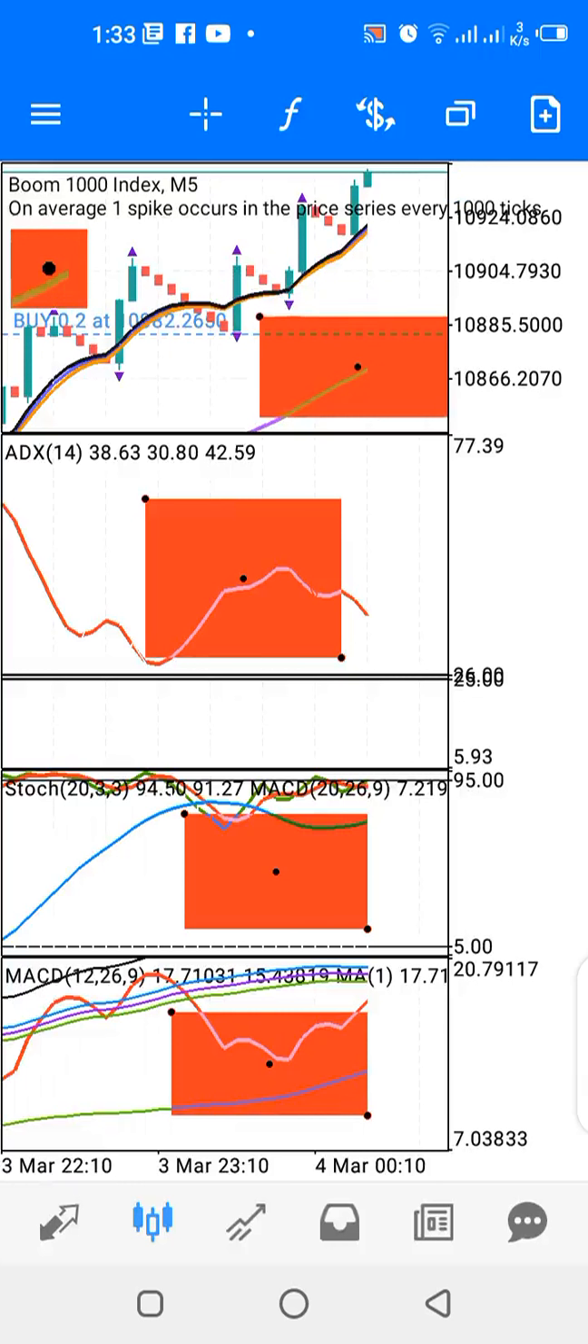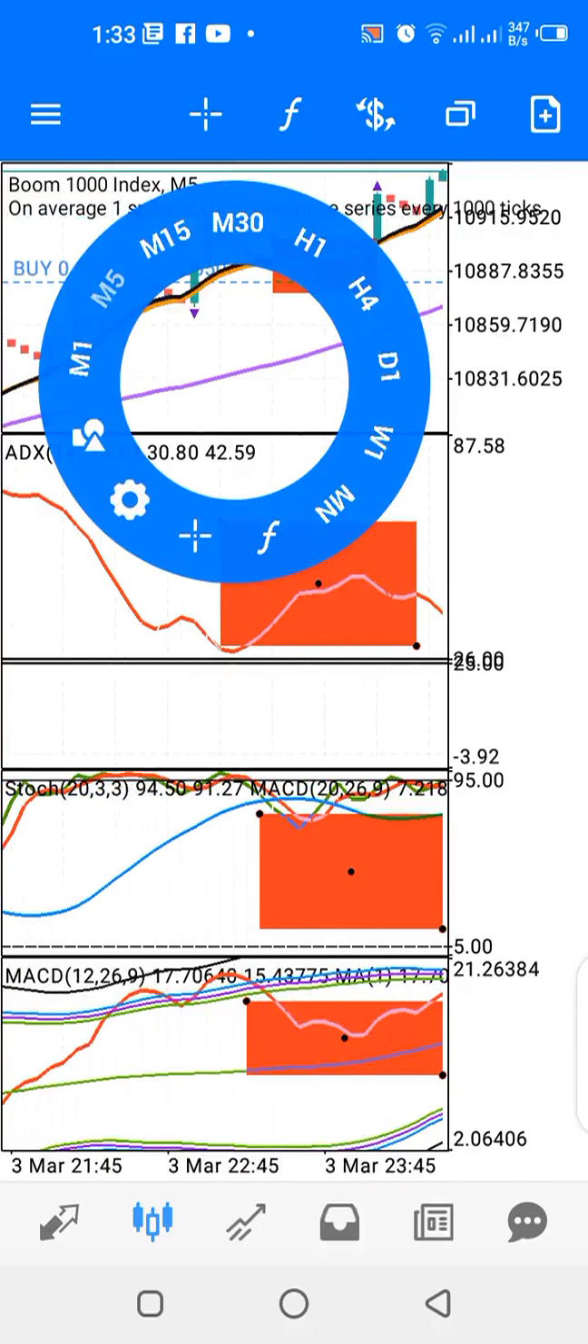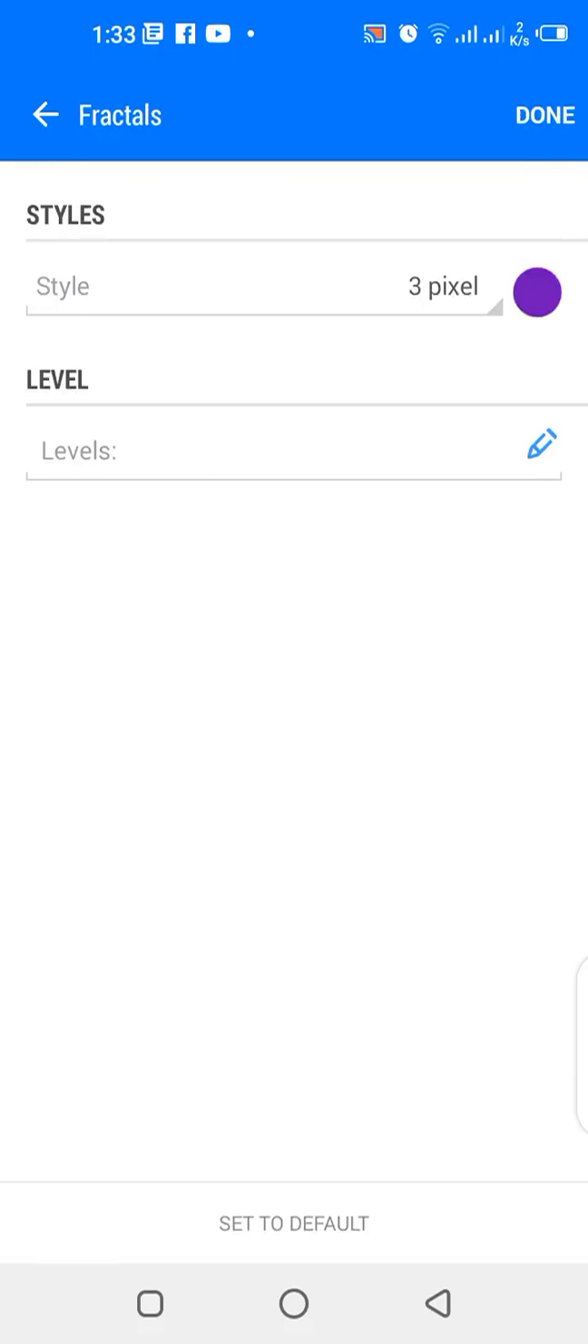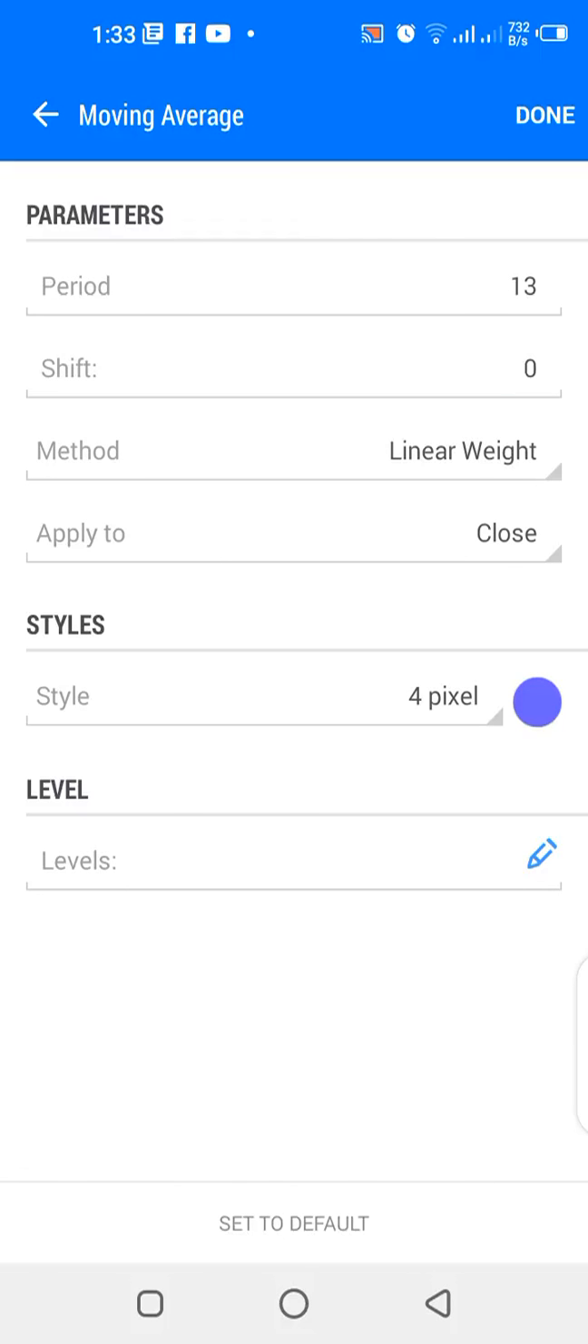Alright. Now the way this strategy works is, let's look at the settings on the main window. We have fractals. I like to put fractals on my chart to identify points of price rejection, to outline my support and resistance areas. And I have some moving averages. The first one, I have a 13 period linear weighted moving average, apply to close. The color is purple.